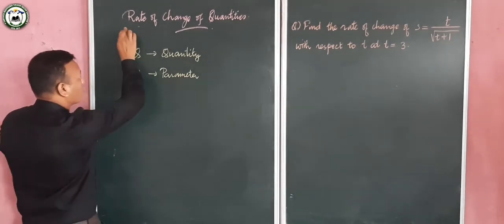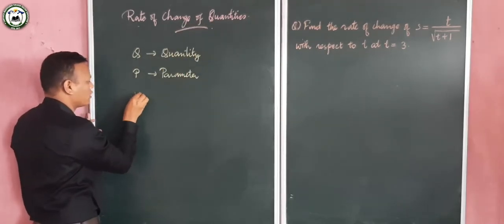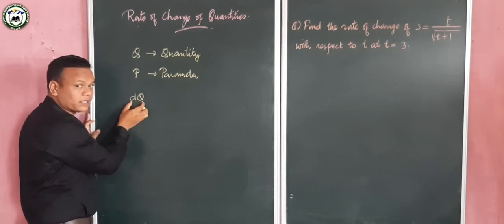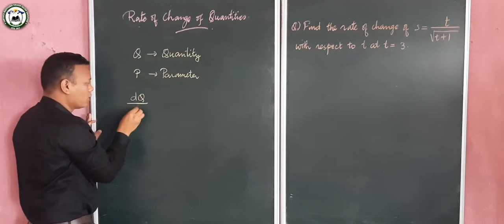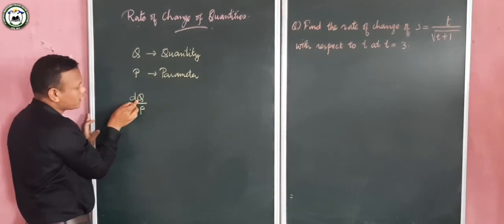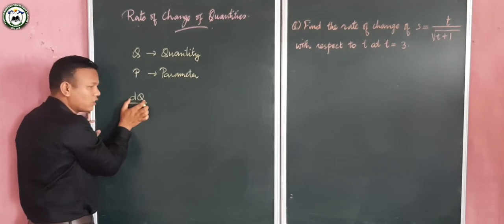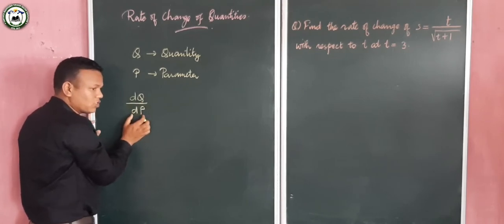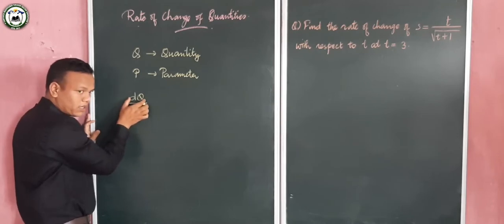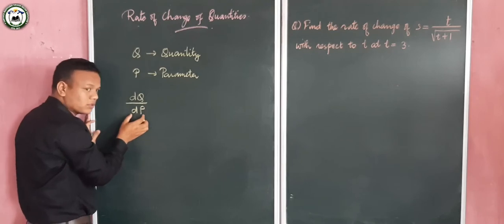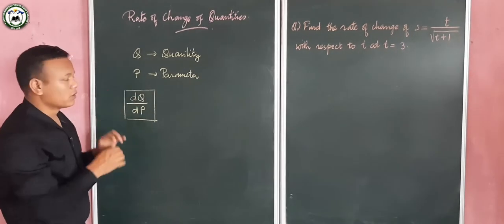Now the sentence rate of change of quantity is represented in this way: dq by dp. So dq means the change in quantity with respect to the parameter, because this Q is depending on P, right? So rate of change of quantity with respect to the parameter P is denoted by this. dq represents the change in quantity and dp represents the change in the parameter. So basically this full thing represents the change in quantity with respect to the change in the parameter. That's what we are going to find in the rest of the sessions of this particular topic.